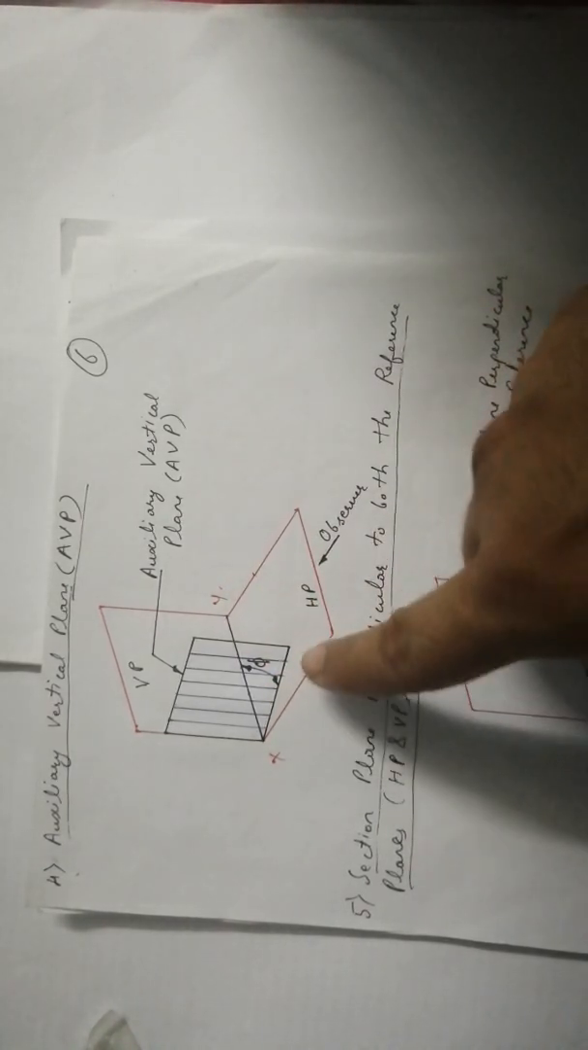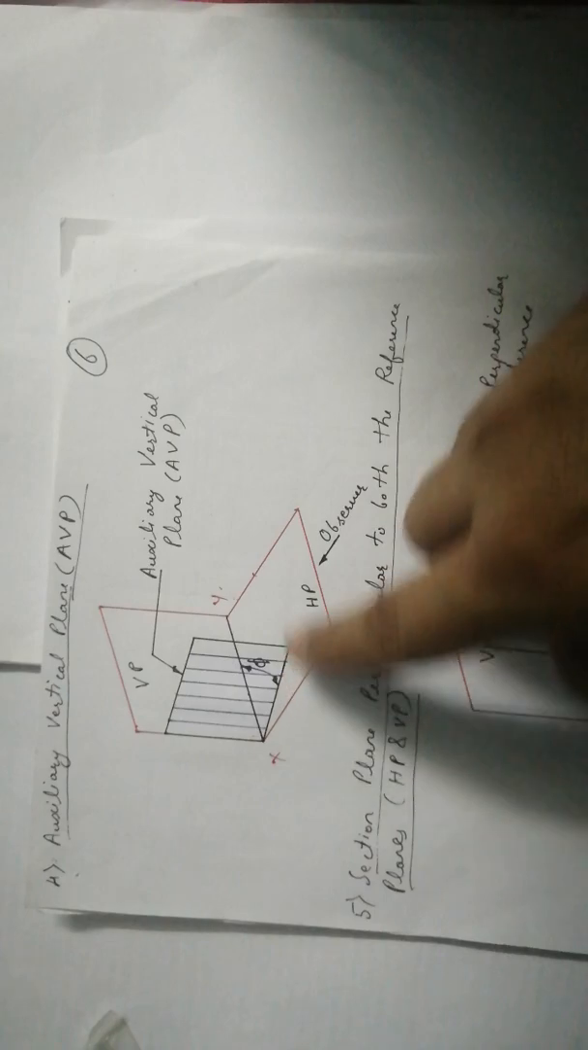Now let us go to the next plane, which is called an auxiliary vertical plane. Auxiliary vertical plane is a plane which makes an angle with the vertical plane and is perpendicular to the horizontal plane. Now, whenever a solid is cut by using this particular plane, we get a sectional front view as well as a sectional side view.